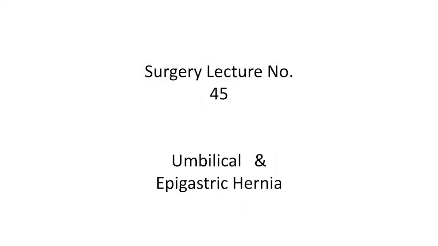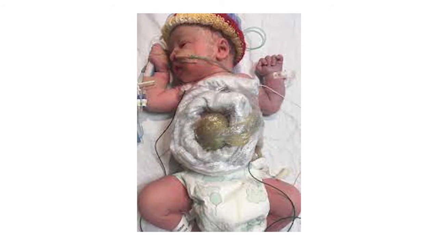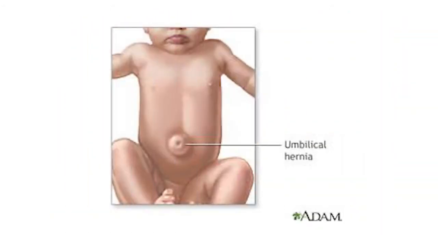Welcome again, my dear students, in my surgery lecture number 45, that is the umbilical and epigastric hernia. In this lecture, we will learn the exomphalos, major and minor, umbilical hernia in infants and children, paraumbilical hernia of the adult, and Mayo's operation in the incisional hernia, and epigastric hernia. All points will be covered in this lecture.